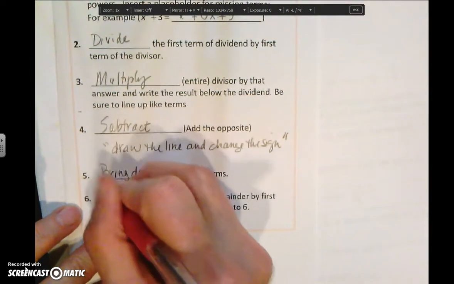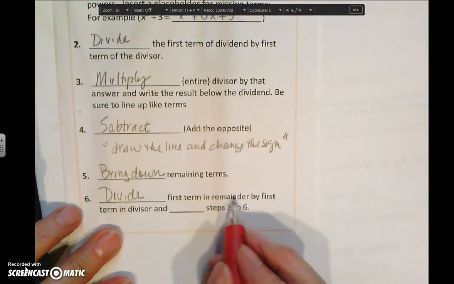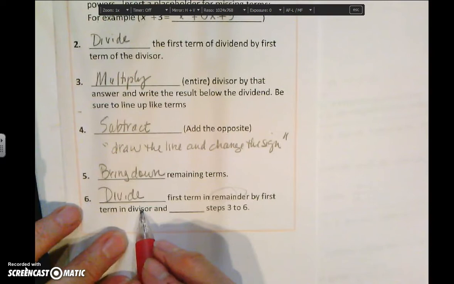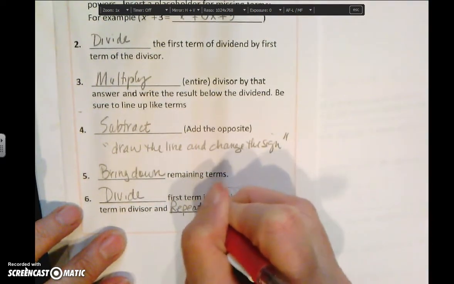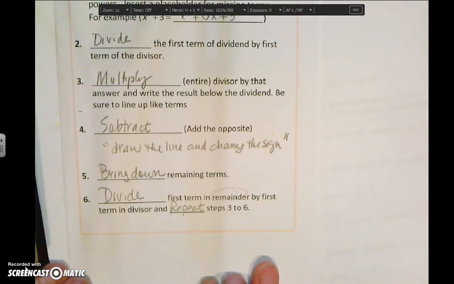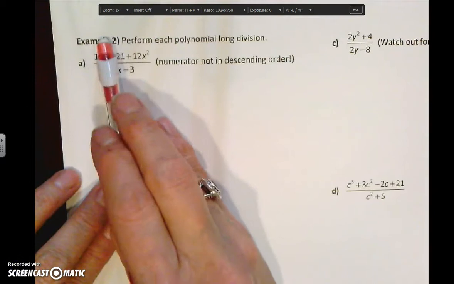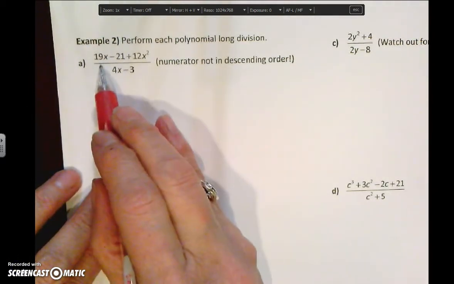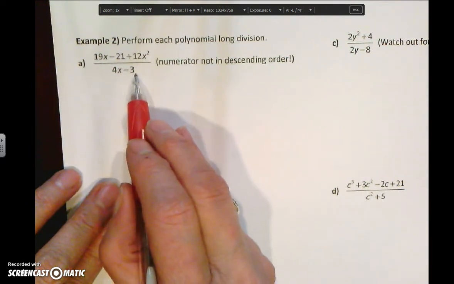and divide the first term in the remainder by the first term in the divisor, and then repeat steps 3 through 6. So let's see if we can go through one. So example 2, we're going to divide 19x minus 21 plus 12x squared by 4x minus 3.